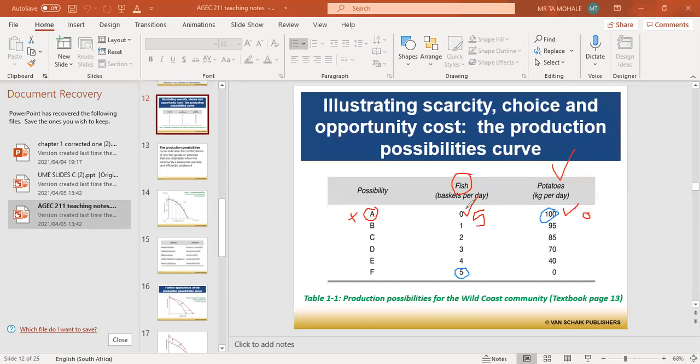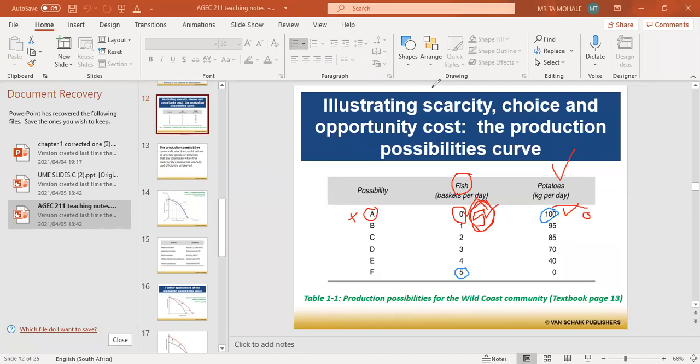What does it mean? It means that when the farmer chooses to produce 0 baskets of fish per day, he is going to lose producing 5 units of fish. This 5 is the maximum attainable output. But the farmer decided to focus all his resources on the production of potatoes. He did not produce fish. Therefore, he loses an opportunity of producing 5 baskets of fish per day. But when he focuses on producing 100 kgs of potatoes per day, how much of potatoes is he going to lose? He's not going to lose anything in terms of potatoes because all his resources are focused on the production of potatoes. So there is 0 loss at combination A.